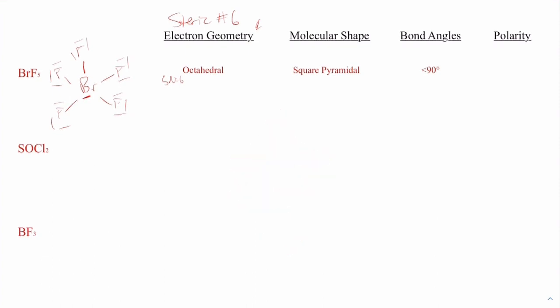Lastly, we need to figure out whether this thing is polar or not. And usually when we have an asymmetrical molecule, which is usually the case when we have a lone pair, it's going to be polar if the bonds are polar. And in this case, if you look at the electronegativity differences between bromine and fluorine, it's quite large, right? Bromine is 2 periods below fluorine, and that gives fluorine a lot more electronegative strength. And so there is a dipole in them.